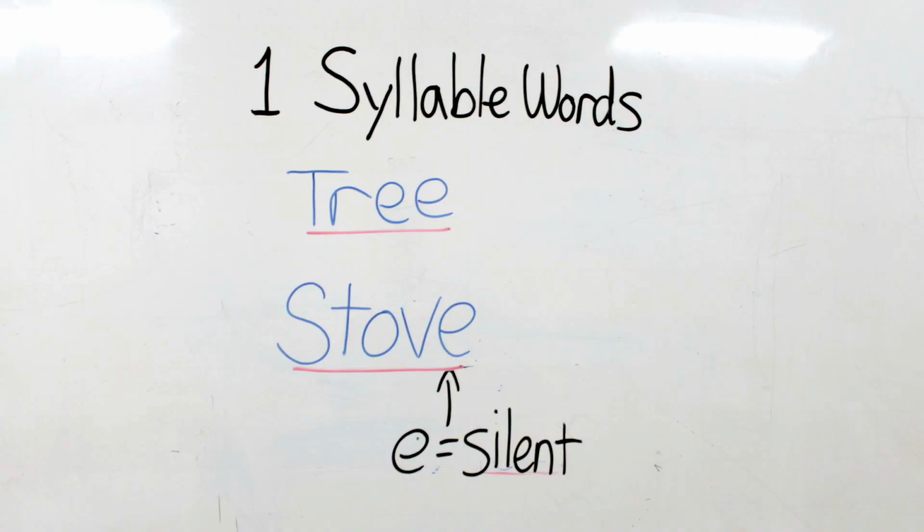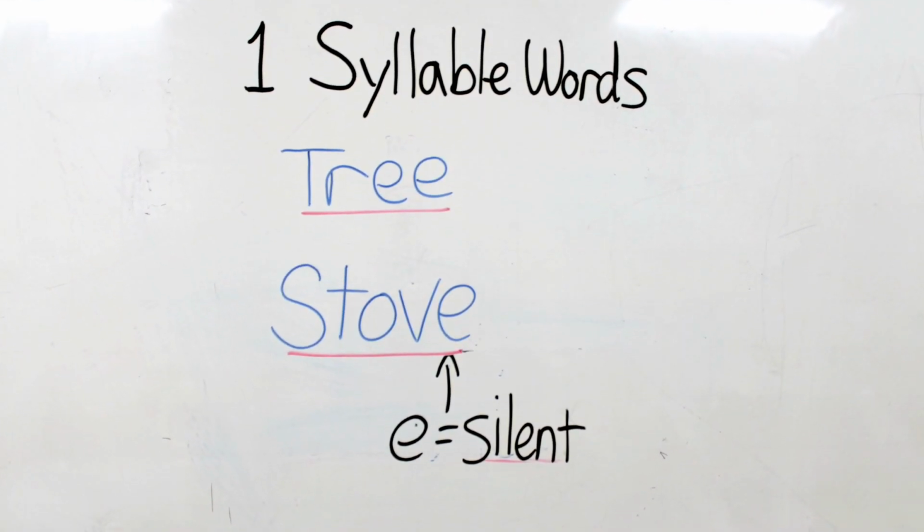each of those words. Some other examples of 1-syllable words that are made up of both vowels and consonants are words like tree and stove. You'll notice the E in stove is silent, making it just 1 syllable.